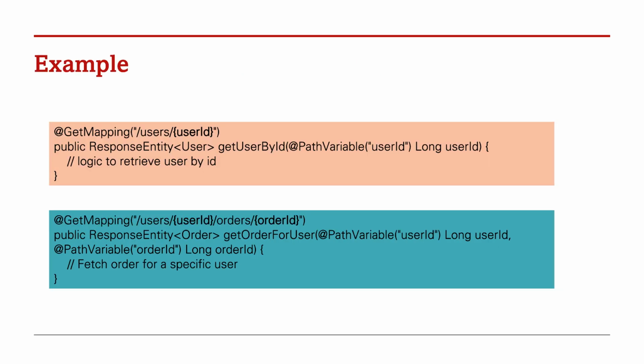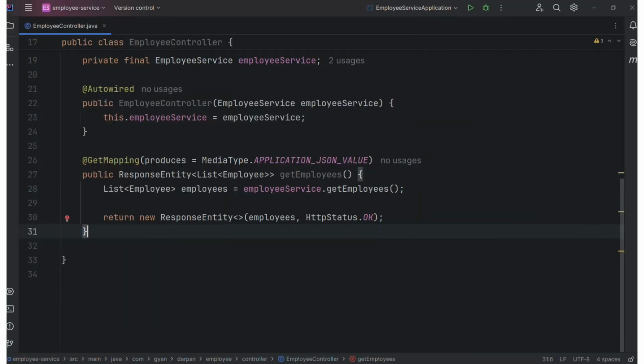Let's look at two examples. In the first example, we have a single path variable, user ID, which can dynamically accept different values. This allows us to fetch information for specific users based on their ID. In the second example, we have two path variables, user ID and order ID. This represents a nested resource structure, where we're fetching a specific order for a particular user. These examples show how path variables can be used to create dynamic and nested endpoints, making our API more flexible and powerful. Let's get started.